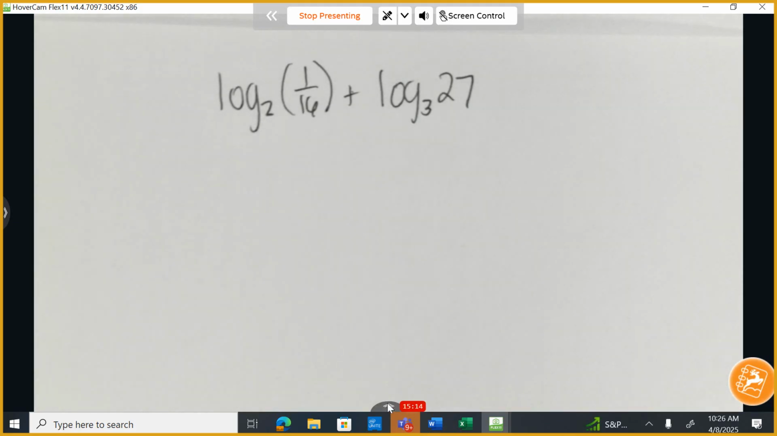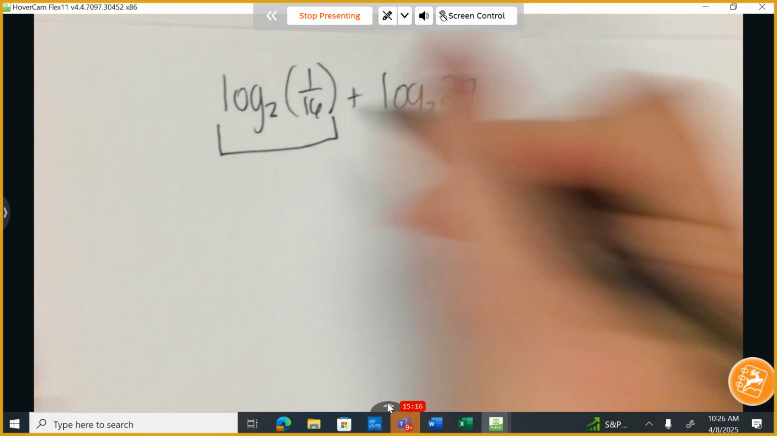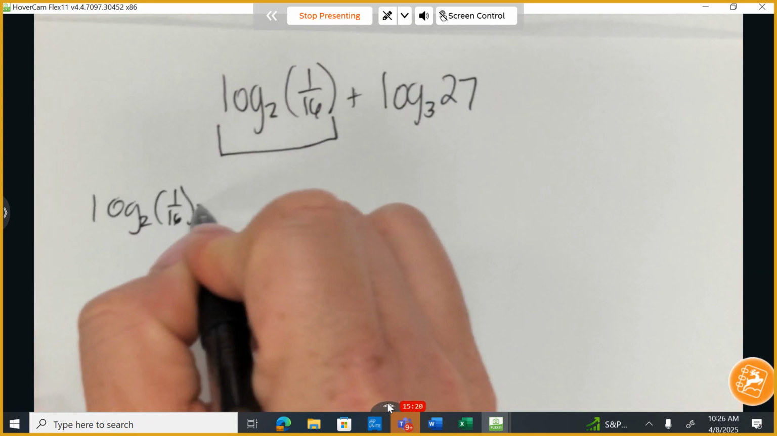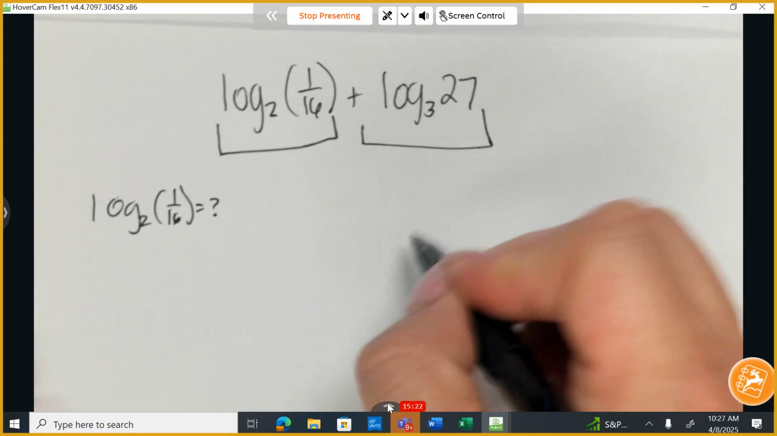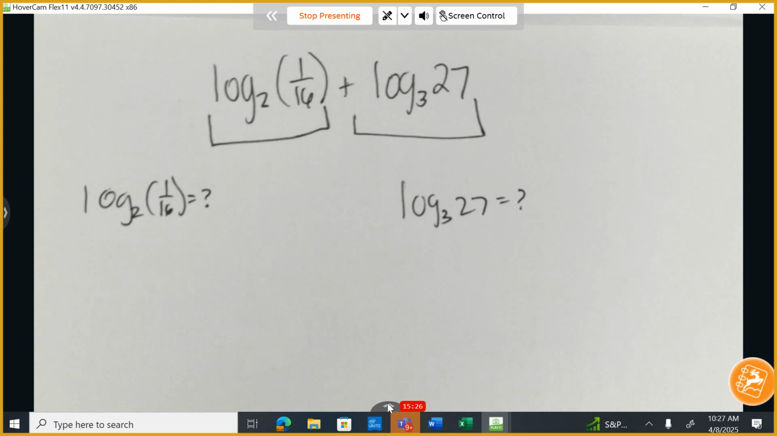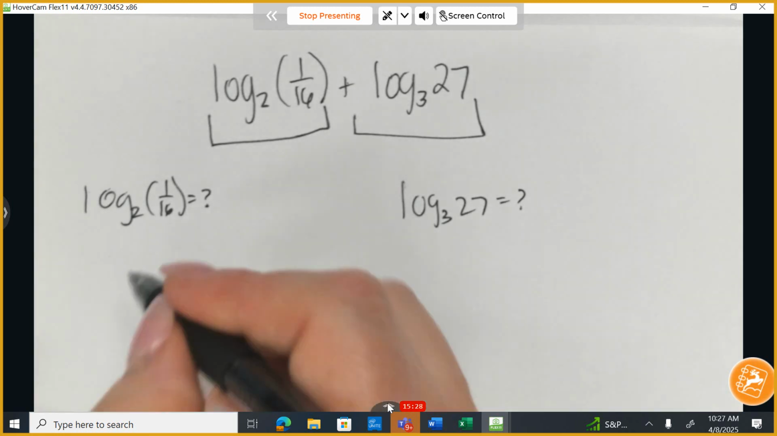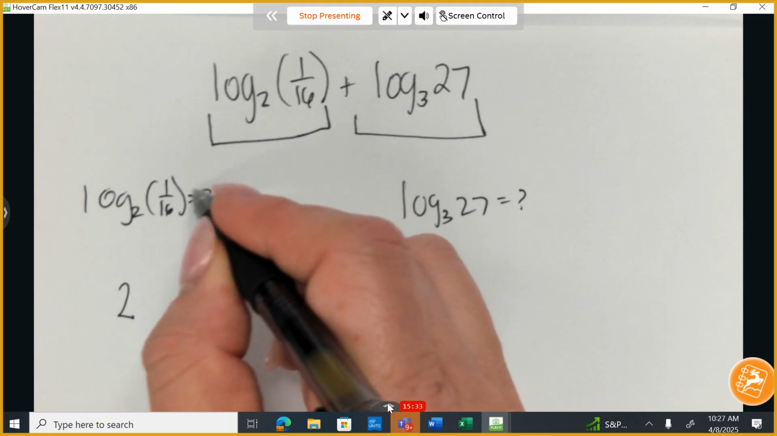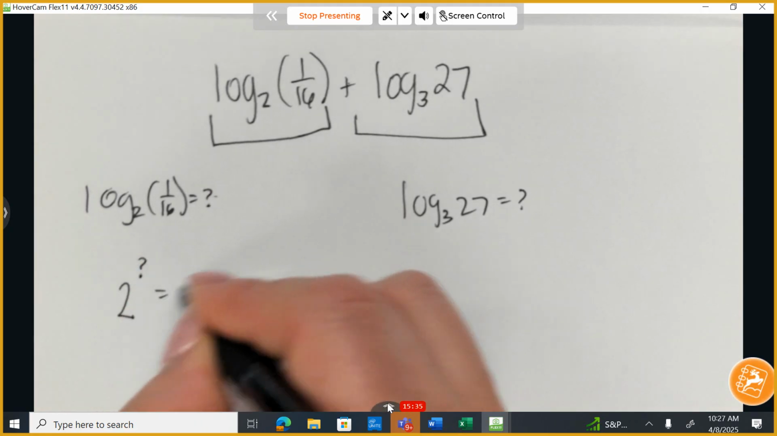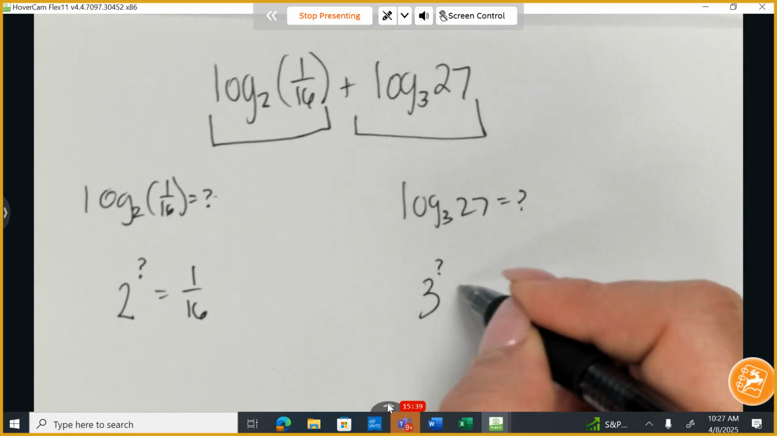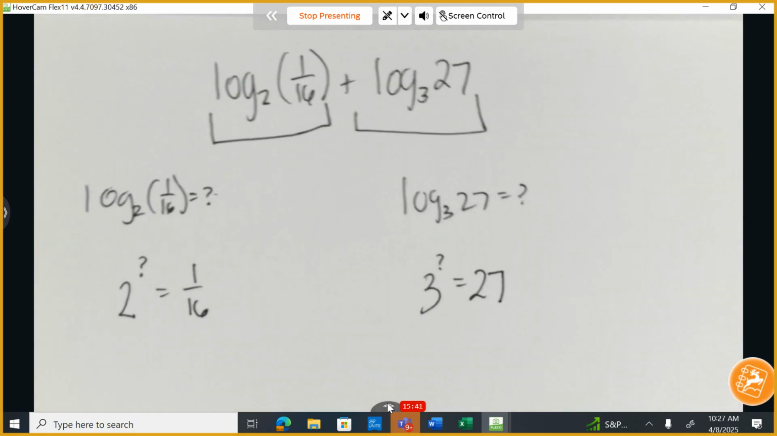Okay, we're going to do one at a time. Ready? So I'm going to write this off to the side. If you're confused, you should do the same. Equals a question mark, and we're going to evaluate this part. And this equals a question mark. So I'm now going to write it in exponential form. So the base remains on the bottom. Whatever is on the opposite side of the equal sign becomes the exponent. I'll do the same thing here. 3 raised to the question mark equals 27.